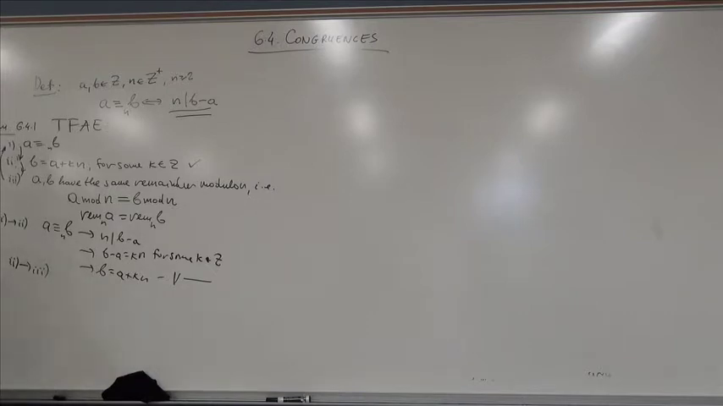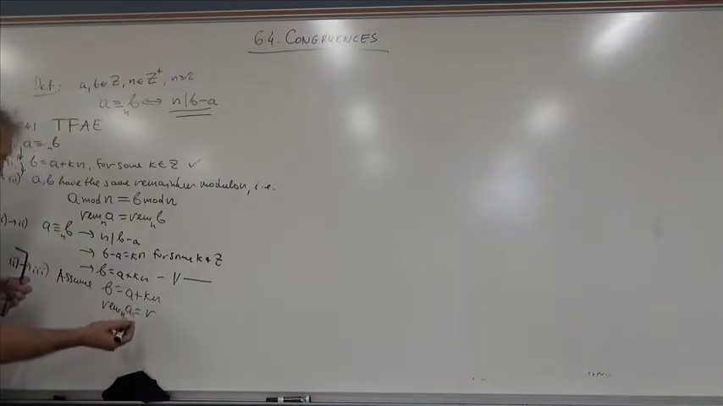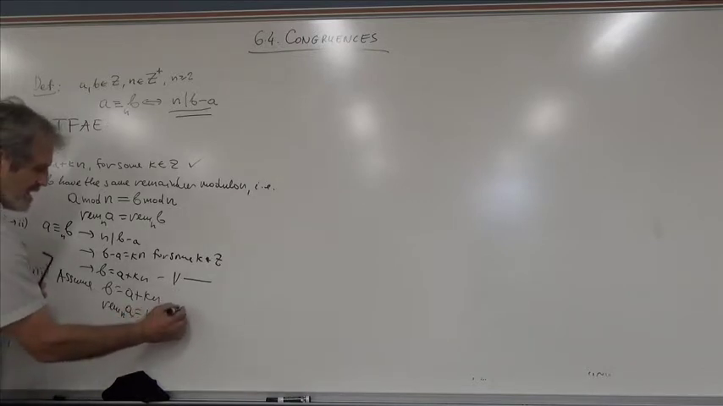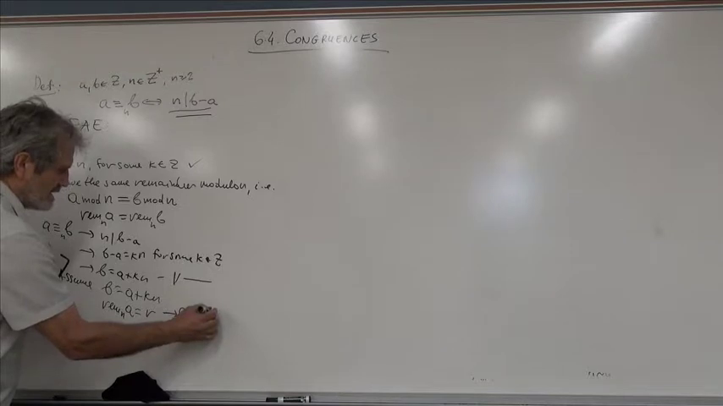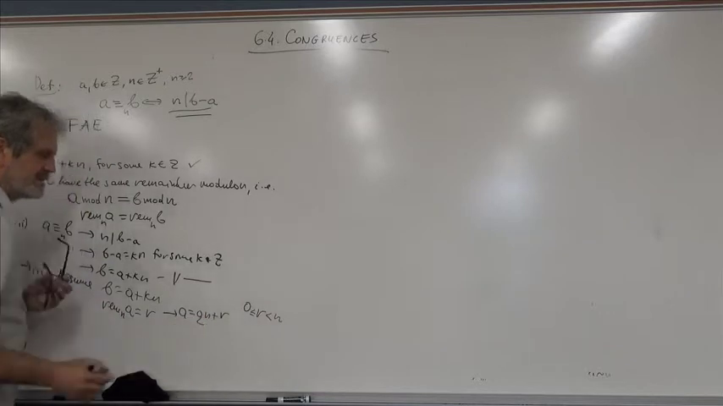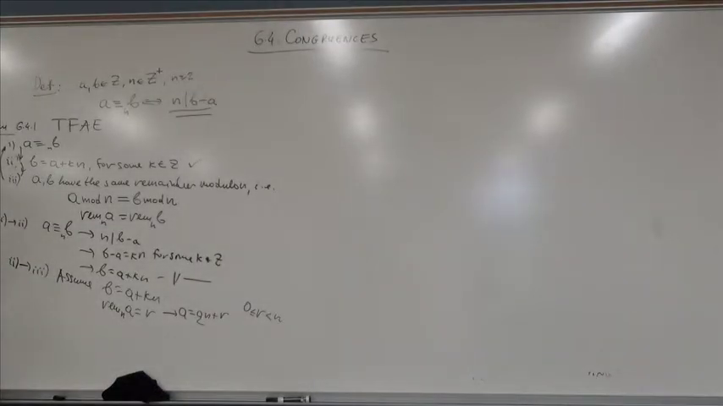So now I will assume that b equals a plus kn, and let us assume that the remainder of a modulo n is r. And then this is just a little review of what we had in that section. What would that mean? By definition of remainder, a equals qn plus r, where r is greater or equal to 0 and less than n. And every number satisfying that is a remainder.